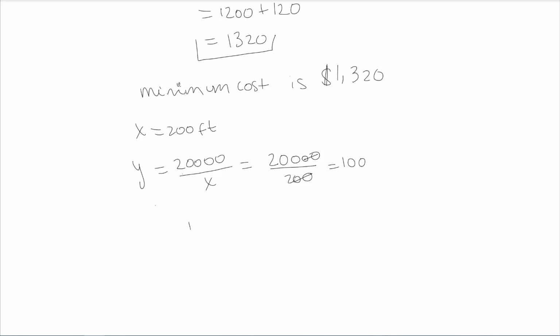So the rectangular area that we can enclose is going to be a 100 by 200 rectangle. And based on what we were told, right, x represented the north and south, so those are the longest. So we have 200 there and 100 there. So this will be the dimensions of the rectangular area that we can enclose with the minimum cost of 1320.